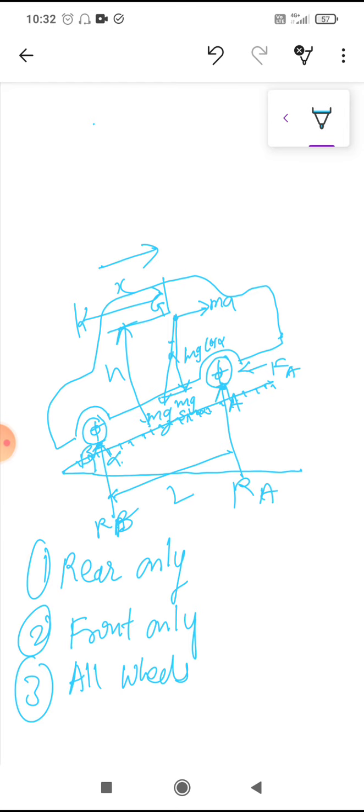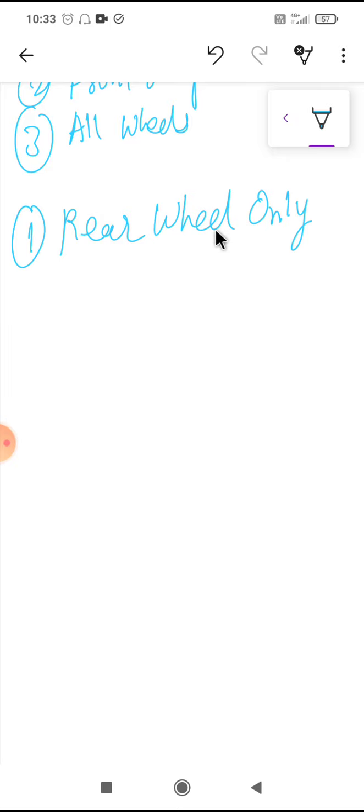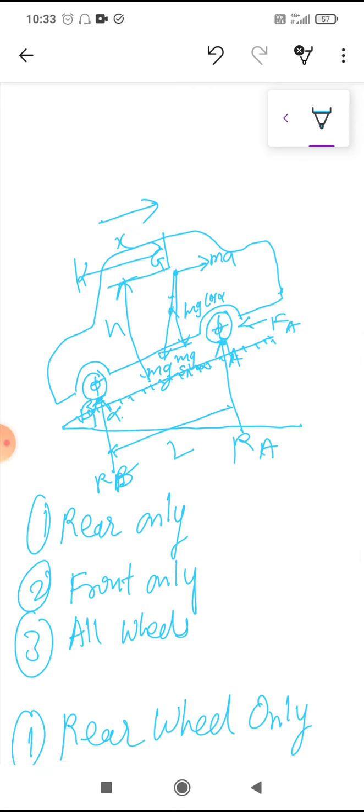So brakes applied to rear wheel only. Let's consider different cases. First I will consider brakes applied to the rear wheel only. It is the common way of braking a vehicle, in which the braking force acts on the rear wheel. So let's resolve the forces here. If it is applied to the rear wheel only, here the force of friction, that is FB, will act. So here will be FB, and there will also be mg sine alpha.